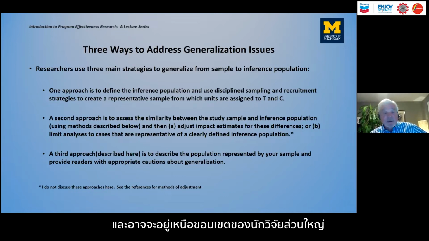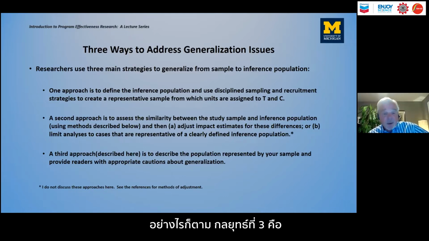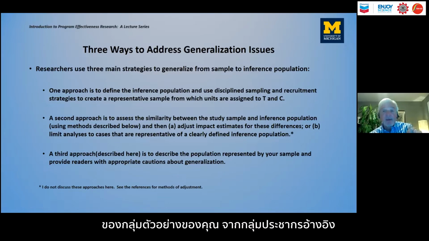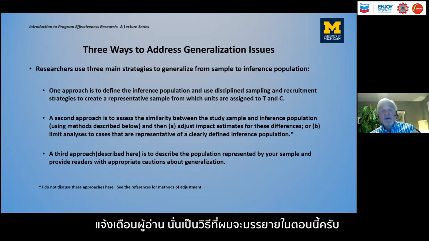of most investigators. The third approach, however, is simply to describe the population represented by your sample, and then provide readers with a sense of how different your sample is from that inference population, and give them appropriate cautions. That's the approach that I'm going to describe now.